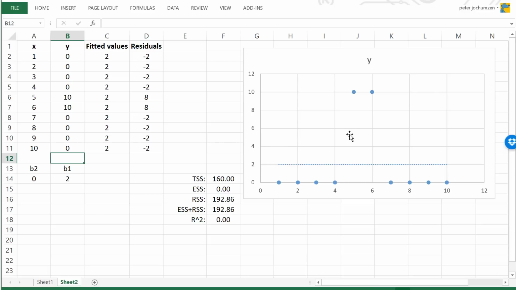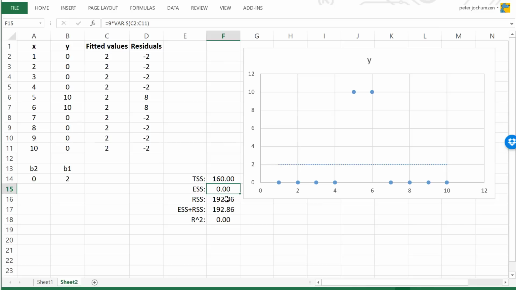If you look at the data now, if you try to fit a straight line through this data, you get this dashed line here. What happens in this case is that all the fitted values are the same, constant and equal to 2, because the trend line is a straight line. That means that there is no variation at all in the fitted values. So the TSS, which is now 160, the ESS is 0. That means that we can explain nothing with our linear trend line.